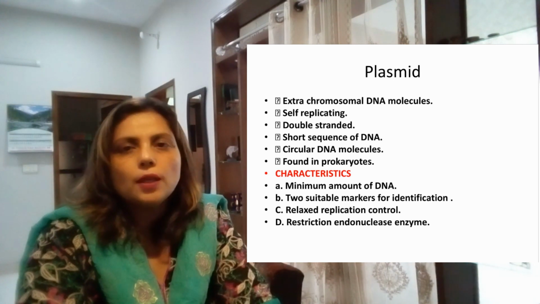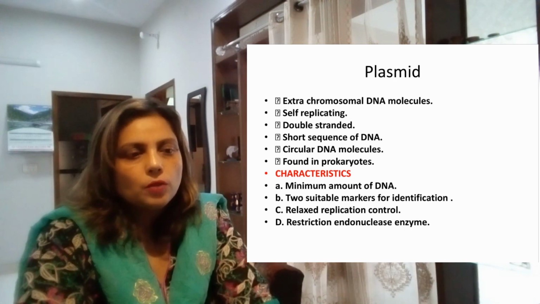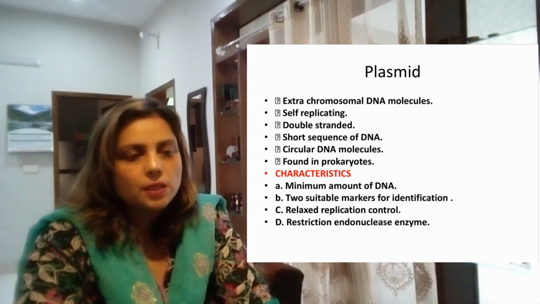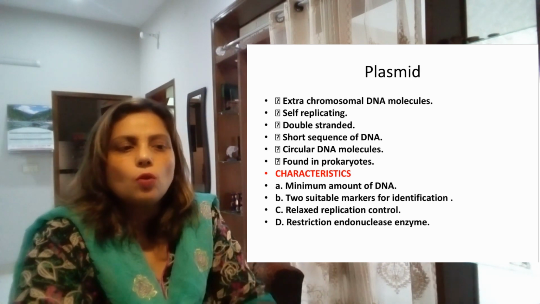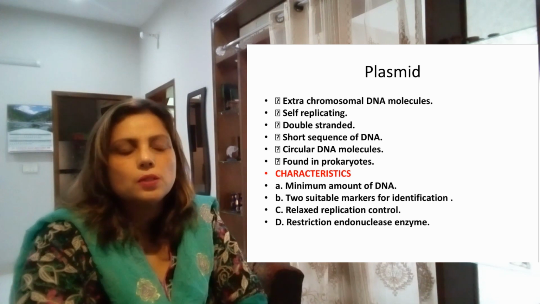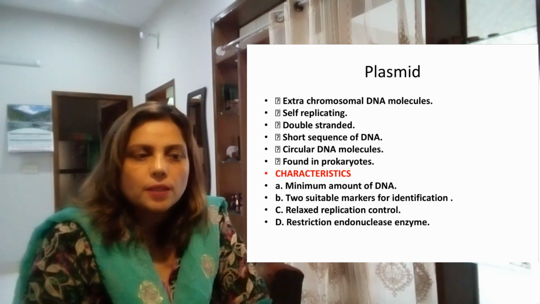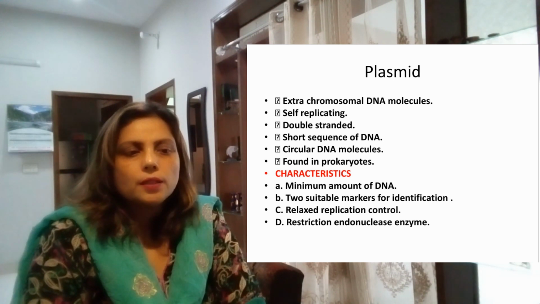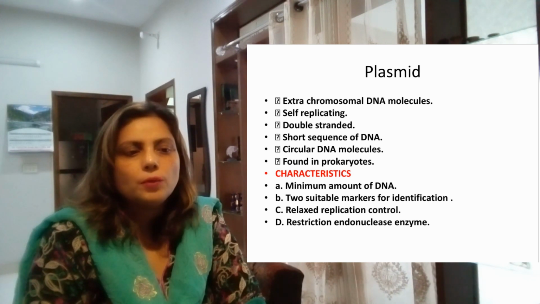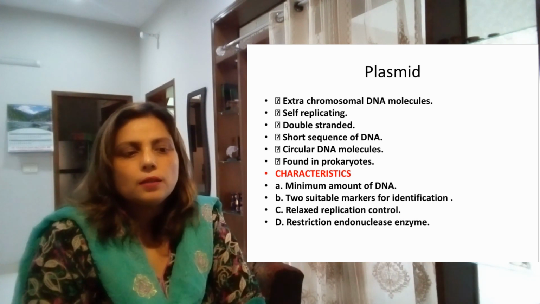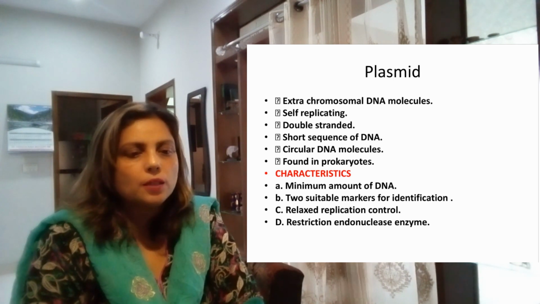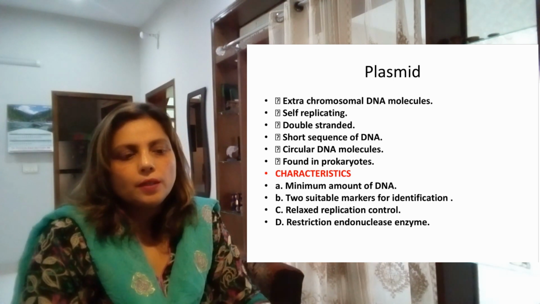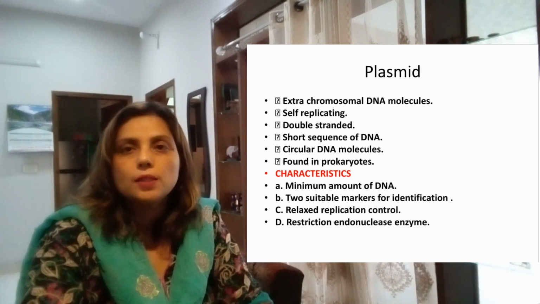Plasmids are extra-chromosomal DNA molecules which have the ability to self-replicate. They are double-stranded DNA and are known as short sequences of DNA. Plasmids are circular DNA molecules and are found in prokaryotes. The other characteristics are that they have a minimum amount of DNA, and they must have at least two selectable markers for identification. A plasmid must have sites for restriction endonuclease enzymes.